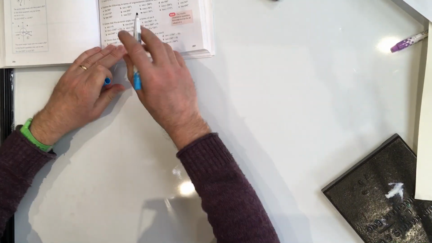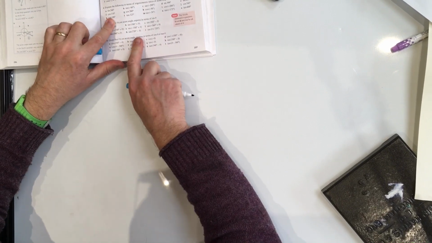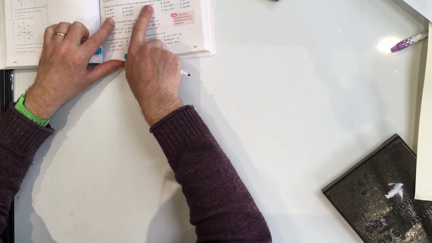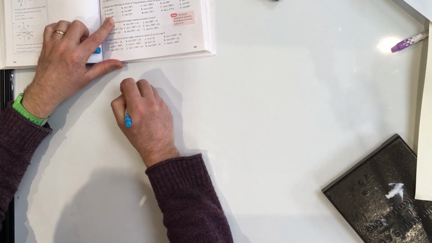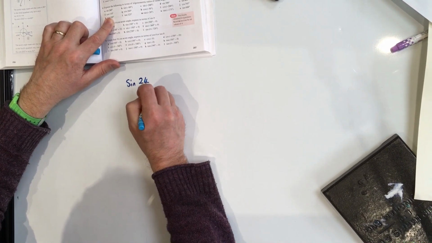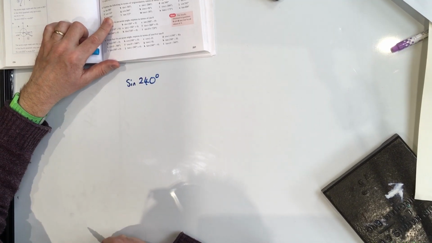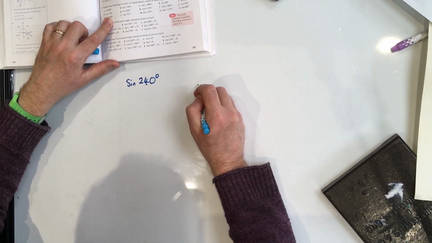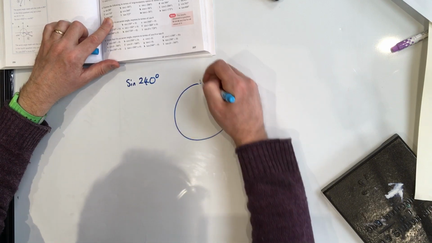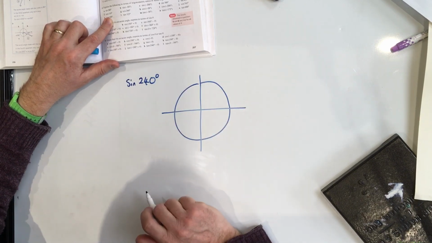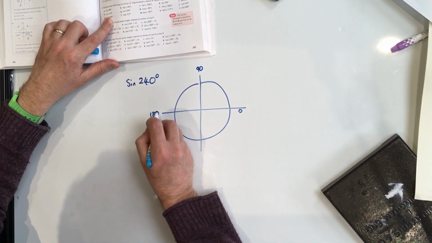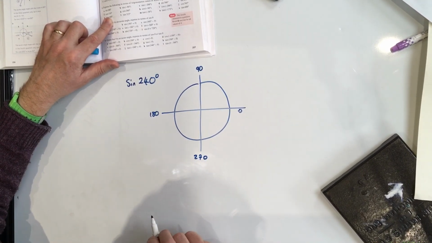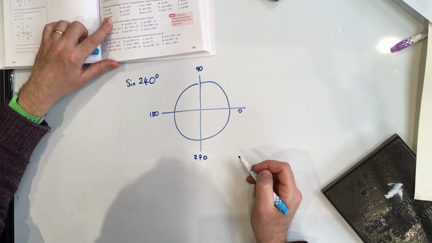So if we look at, say, question 4, express the following in terms of trigonometric ratios of acute angles. The first one is the sine of 240 degrees. If we look at 240 degrees on the CAST wheel, we draw our CAST wheel, there it is, there's 0, there's 90, there's 180, and there's 270. No need to draw the graphs for them.